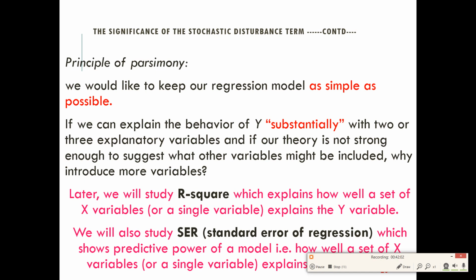Beta 1 plus beta 2x, right? So using the principle of parsimony, you try to include only those variables in the model which are highly or significantly related to your dependent variable, and you try to keep the model's functional form as simple as possible.